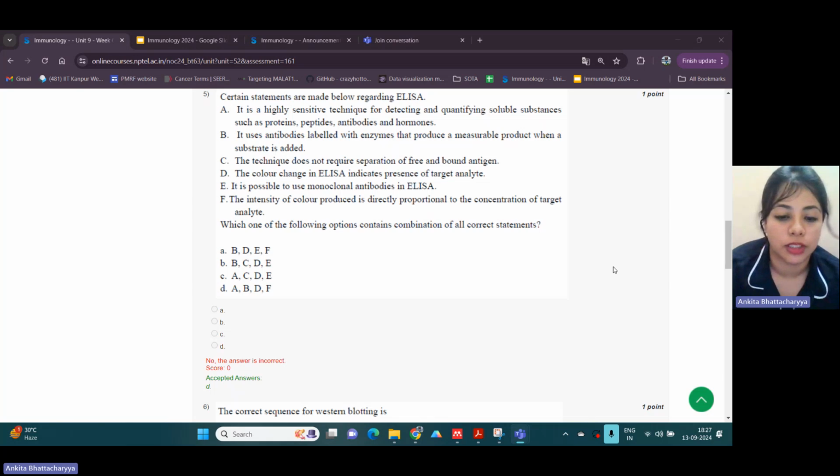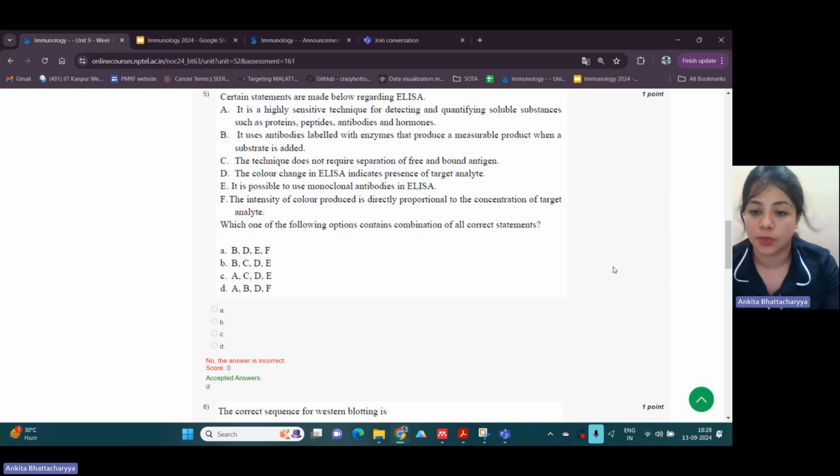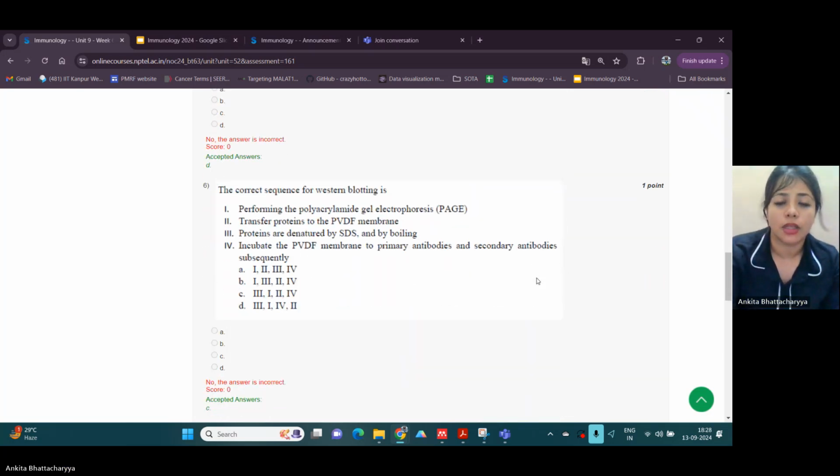Okay, I somehow got muted. Apologize. So we're saying the correct option in this case could be option D, which marks these statements A, B, D, and F as the correct facts about ELISA.